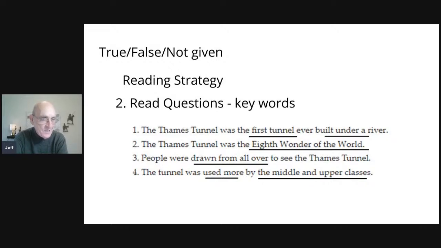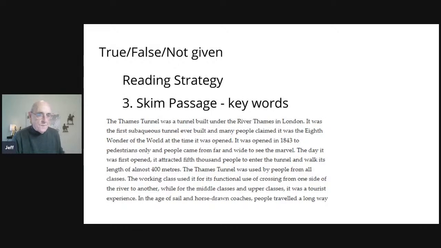And that's just an important thing to realize. After the 20 minutes is up and you've answered these questions successfully, you never have to think about the Thames Tunnel again, unless you want to. Okay, so now we go to the passage.